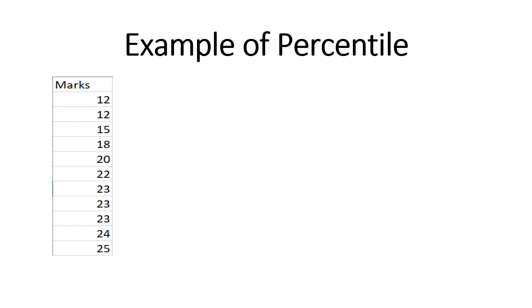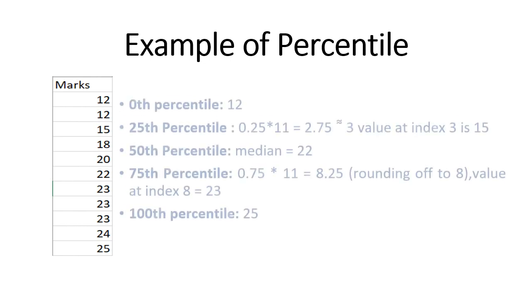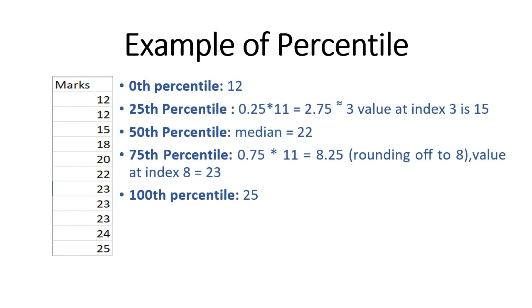What are the examples of percentile? So if we see our marks data set, the 0th percentile will be 12. Okay, so our 0th percentile is 12, because it is the lowest number.